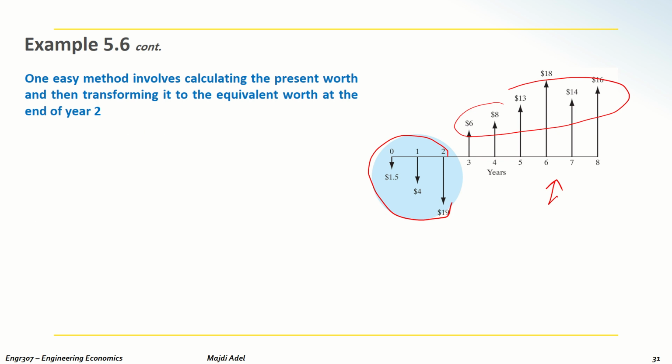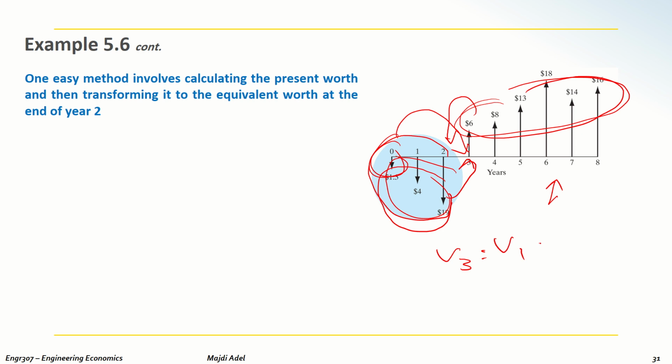We can solve this problem in different ways. We can bring all of this cash flow to the present value, find the present value, and then convert it to a future value at n equal 3. Or we can find the future value of this part at n equal 3 and the present value of this part at n equal 3, and the total future value, V3, is equal to V1 plus V2.